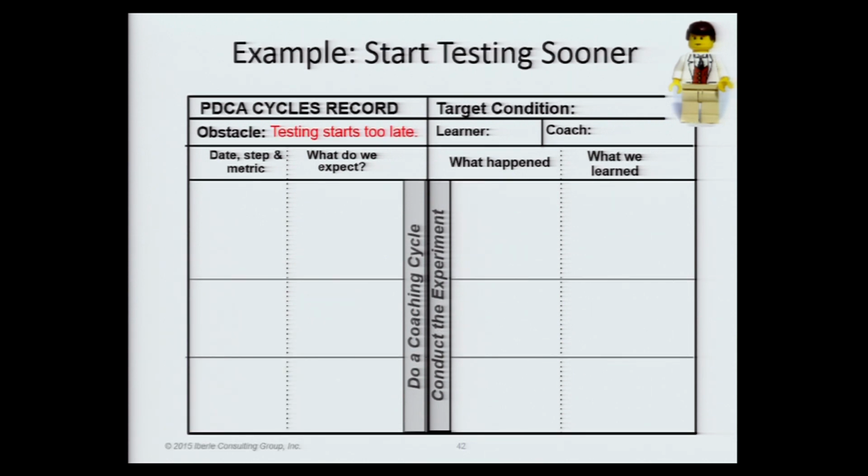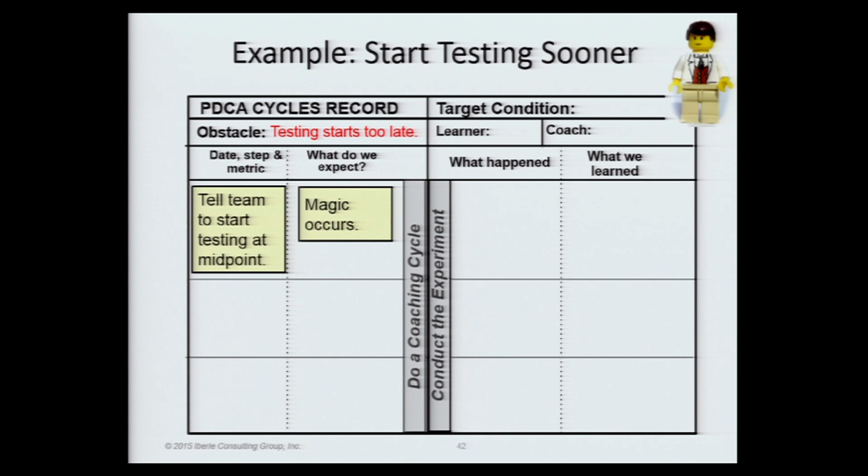So if you're going to start testing sooner, it would go like this. So the manager says, yep, we should definitely start testing sooner. I'm just going to tell the development team, start sending stuff over to the system test team at the midpoint of the sprint. And so what do you think is going to happen? Unfortunately, what the managers often think is, wow, it'll just work. So magic occurs. So what do you think actually happens?